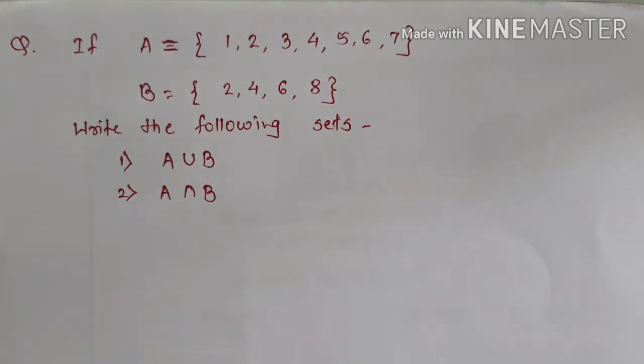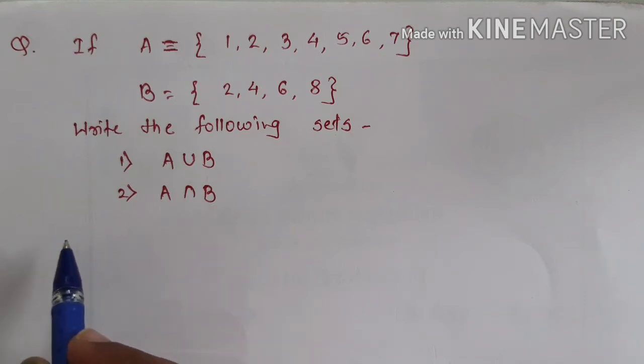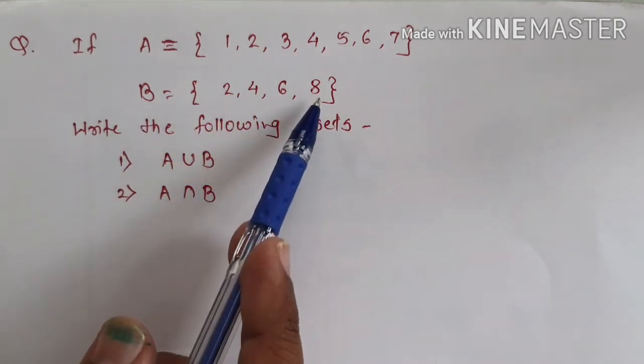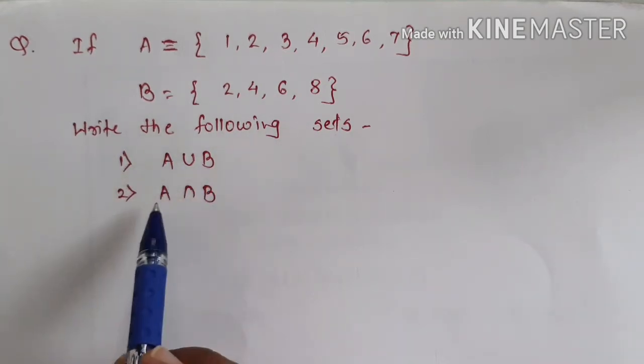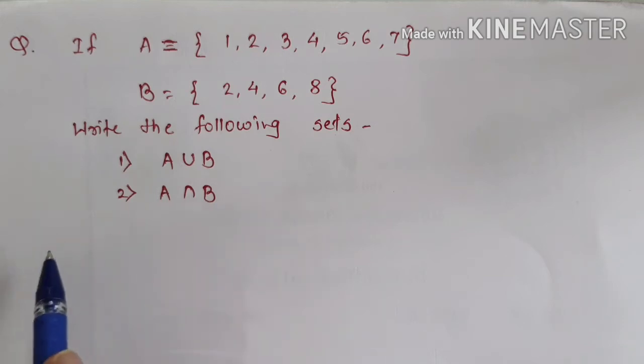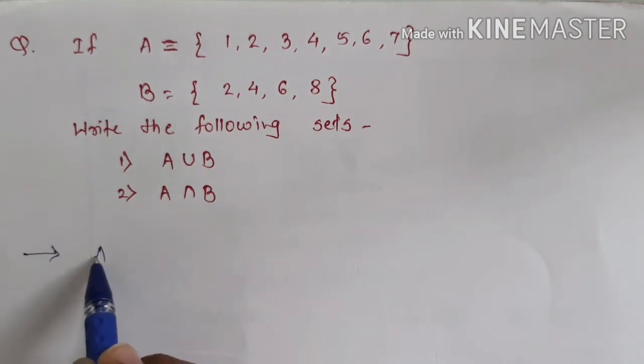The next question is, if set A and set B are given, that is A is equal to {1, 2, 3, 4, 5, 6, 7} and B is equal to {2, 4, 6, 8}, then write the following sets. The first is A union B and A intersection B. So first we need A union B.